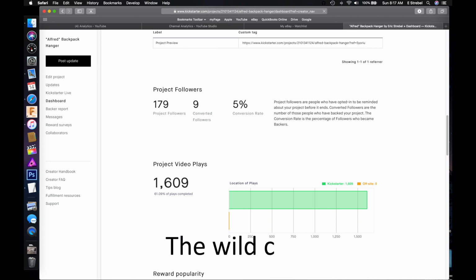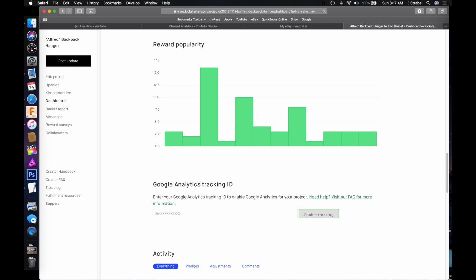The wild card in this is the 179, and it's well over that at this point, of people that are following the project, and it does show those converted, and it's only about 5%. So that means there's 180, probably 200 people that are following this project that haven't pledged anything, and that's a huge wild card. It's only going to take a few to convert to make this a successful campaign. And then this shows me the reward popularity, which are the most popular rewards.